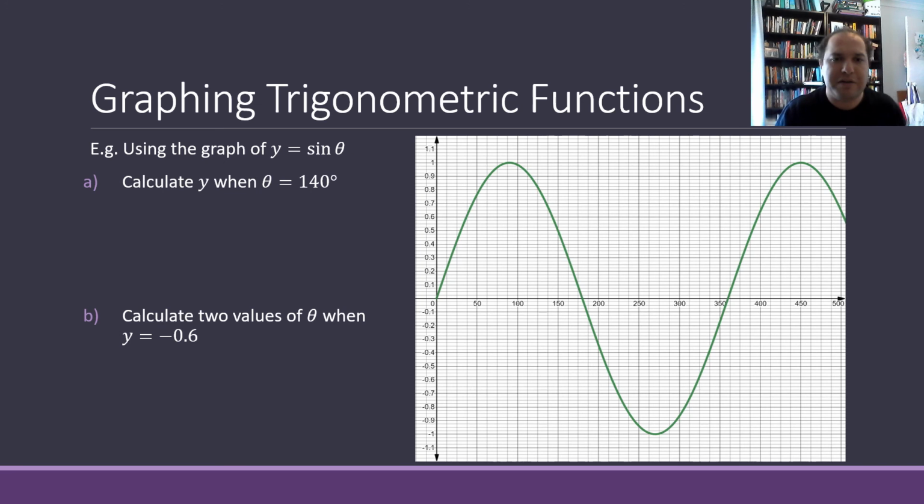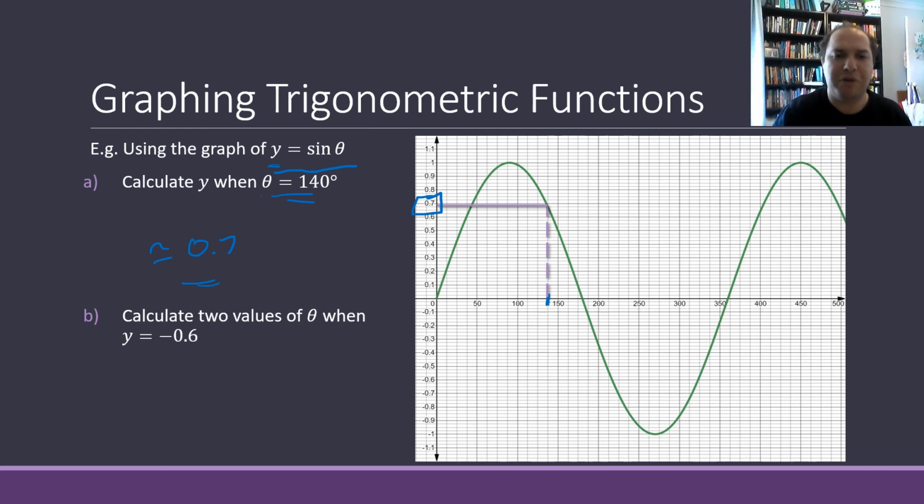All right, so we're going to use some graphs here to determine some values. We've got y equals sine theta, and we want to find out the y value when our angle is 140. It's pretty straightforward. We'll just go to 140 on our graph, which is about here, and we'll read off a value. And that's approximately 0.7 for our y value. So we're just reading off a graph there.